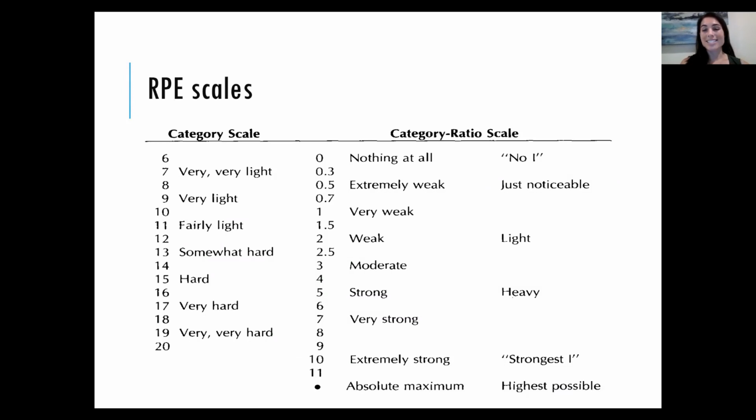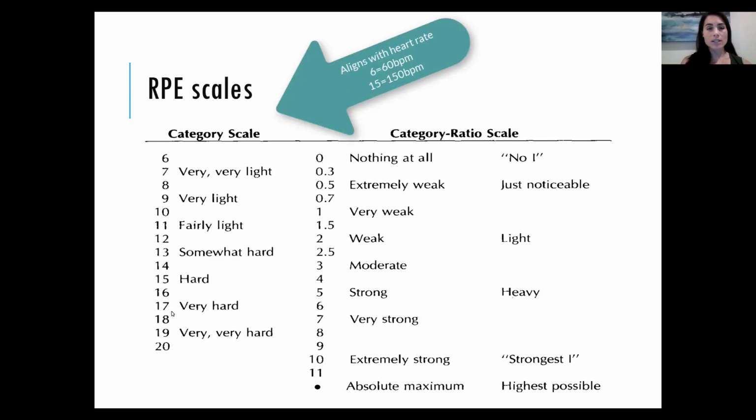I tend to use a 1 to 10 scale with my clients for RPE because I think it's easier for them to understand, although many clinicians will use the 6 to 20 so that it kind of aligns with heart rate. You may not know that the 6 to 20 scale was originally started so that if you add a 0 after 6, a 0 after 7, a 0 after 8, that becomes 60, 70, 80, all the way to this 20.